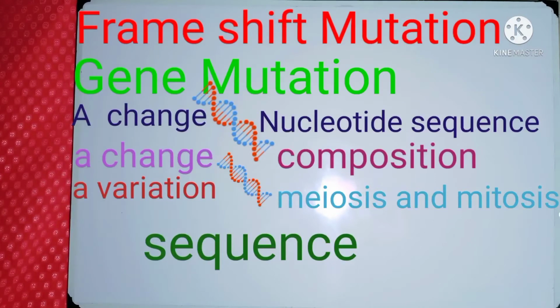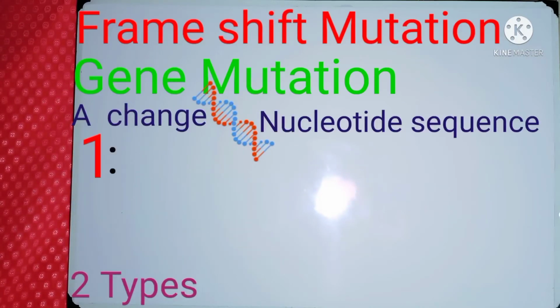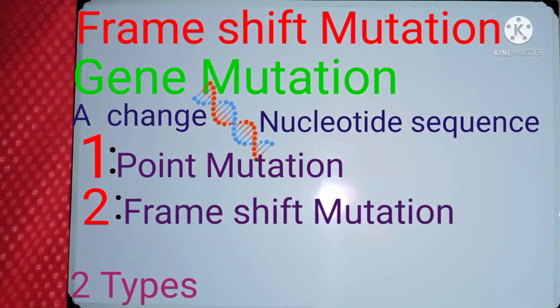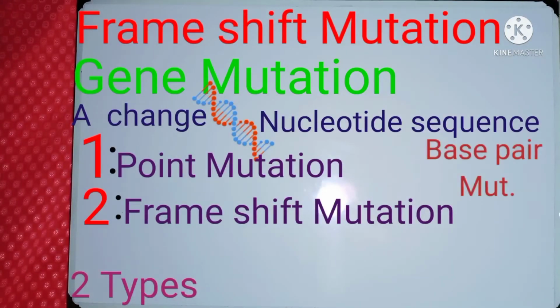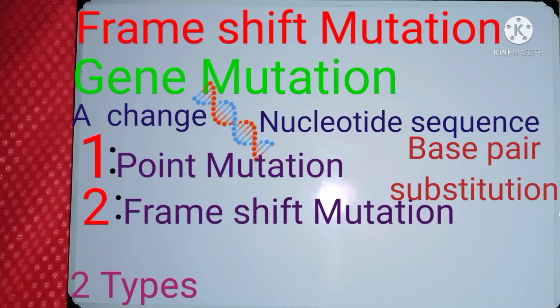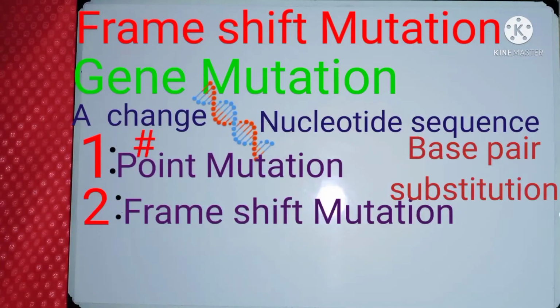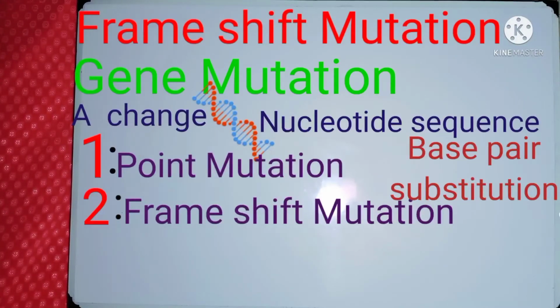Gene mutation consists of two types. The first one is point mutation and the second is frame shift mutation. Point mutation is also known as base pair mutation or base pair substitution. I have already prepared a lecture on point mutation, in which I have explained different types of point mutation. You must watch it for clarifying your concept about point mutation. That was the focus of the previous lecture, but in this lecture, we are going to focus on frame shift mutation.